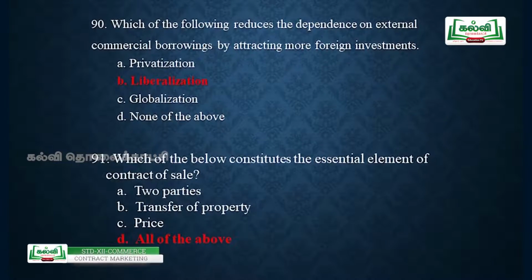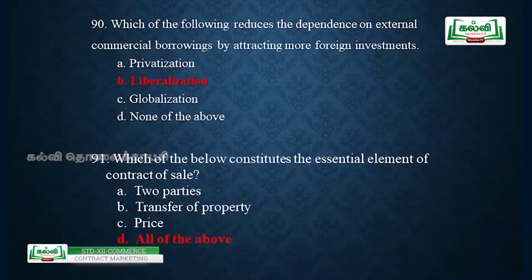Which of the following reduces the dependence on external commercial borrowings by attracting more foreign investment? Commercial borrowing means that by attracting foreign investment, the external commercial borrowings can be reduced. Option A, privatization. Option B, liberalization. Option C, globalization. D, none of the above.